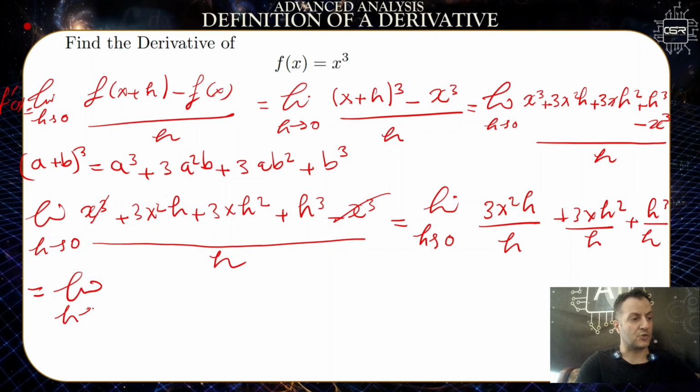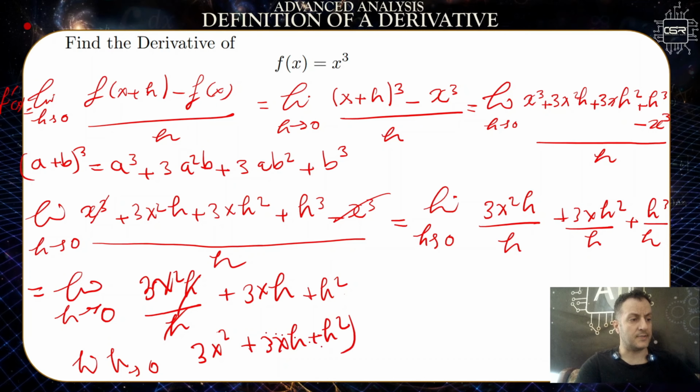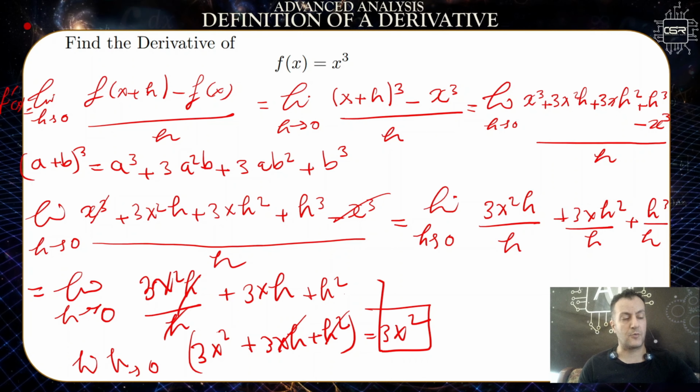Equal limit as h approaches 0 of 3x squared times h over h. This becomes 3x squared plus 3x h, because h squared divided by h, okay, plus h squared. So the limit as h approaches 0 of 3x squared plus 3xh plus h squared. As h approaches 0, 3xh becomes 0, h squared becomes 0, and we are left with 3x squared, which is the answer for the derivative of f of x equal x3.